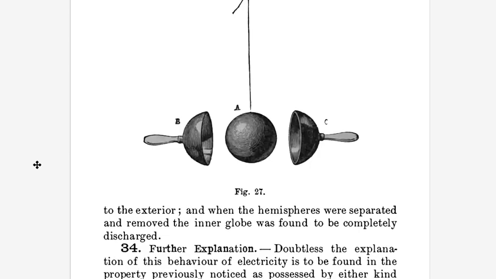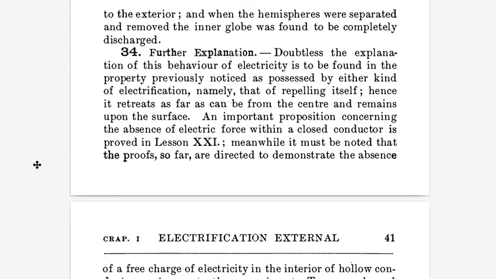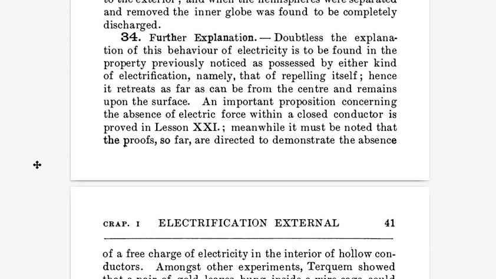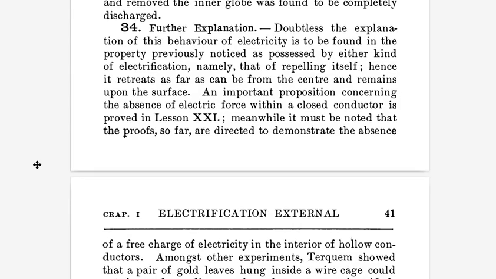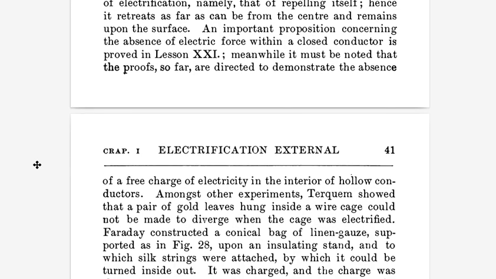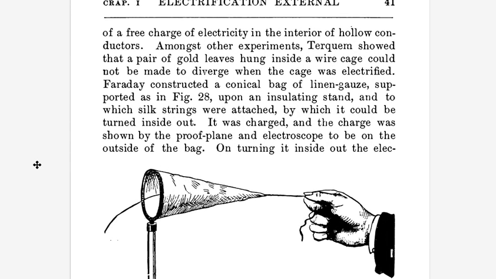34. Further explanation. Doubtless the explanation of this behavior of electricity is to be found in the property previously noticed as possessed by either kind of electrification, namely, that of repelling itself. Hence it retreats as far as can be from the center and remains upon the surface. An important proposition concerning the absence of electric force within a closed conductor is proved in lesson 21. Meanwhile, it must be noted that the proofs, so far, are directed to demonstrate the absence of a free charge of electricity in the interior of hollow conductors.